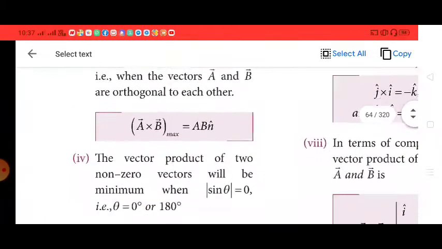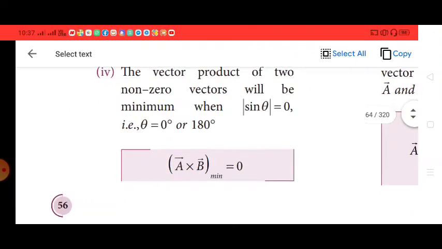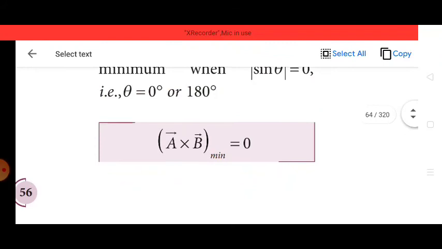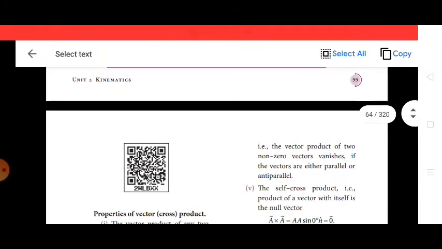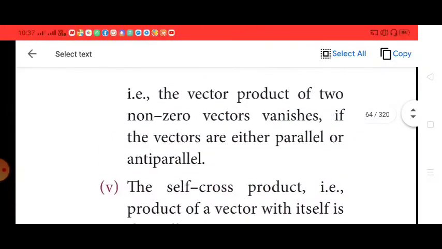Fourth point, the vector product of two non-zero vectors will be minimum when modulus of sin theta is equal to 0. That means theta is equal to 0 or 180 degrees. That means A vector cross B vector minimum is equal to 0. Next point, the vector product of non-zero vectors vanishes if the vectors are either parallel or antiparallel.